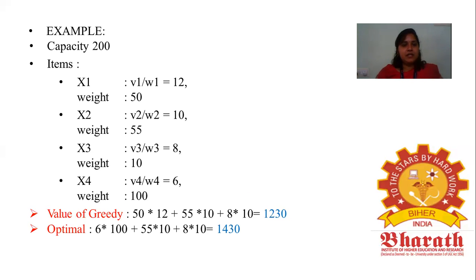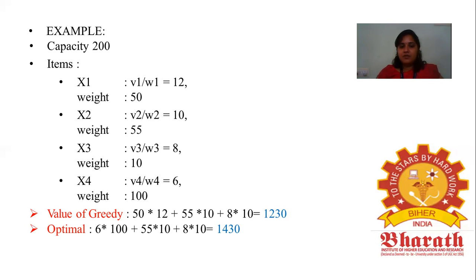To see this example, the capacity of the bag given is 200. Okay, and I have given four objects. So x1 is one object, x2 is one object, x3 is one object, x4 is one object. The x1 object has profit 12 and weight 50. The x2 object has profit 10, weight 55. And the x3 object has profit by weight ratio 8 and weight 10. And the fourth object has profit by weight ratio 6 and weight 100.